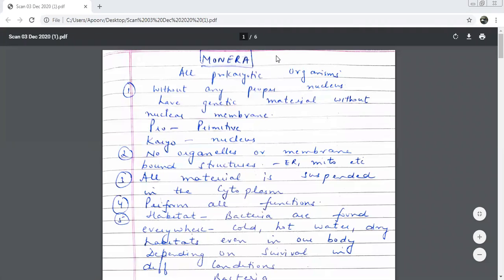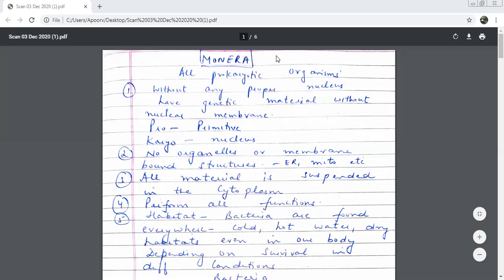Okay, we did the five kingdom classification, children, yesterday. You remember the kingdoms? Yes, ma'am. Name them, beta. Monera, Protista, Animalia, Fungi, Plantae. Good that you people started with Monera.